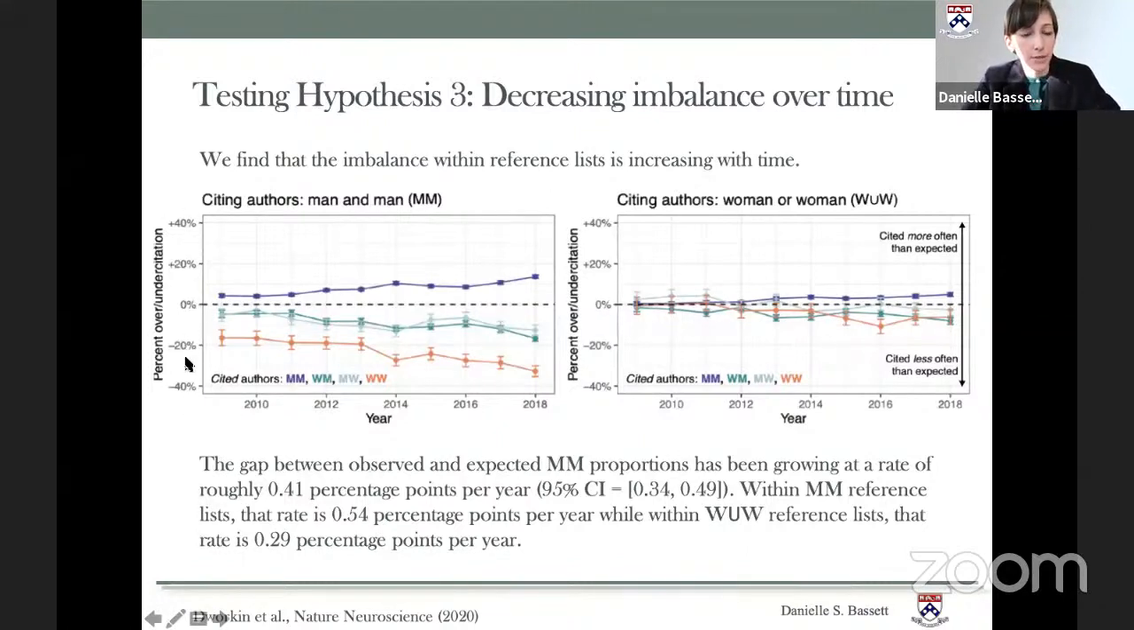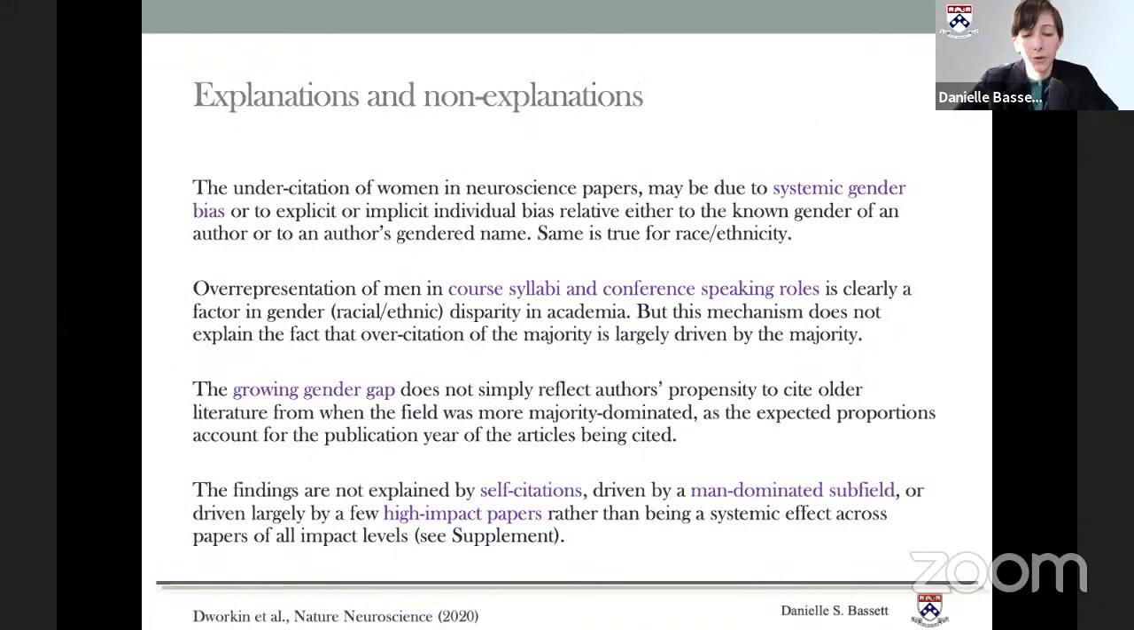Here what you see is the percent over and under citation from 2009 to 2018. This is in man-man papers, so you can see that they are increasingly citing other man-man papers and decreasingly citing women-women papers, so the imbalance is growing, the gender gap is growing. The same is true to a much smaller extent in the papers that have a woman in the first or last author position. You can see a growth here, but the extent of the growth is much smaller in this group.